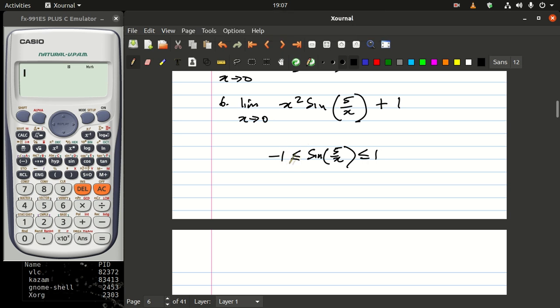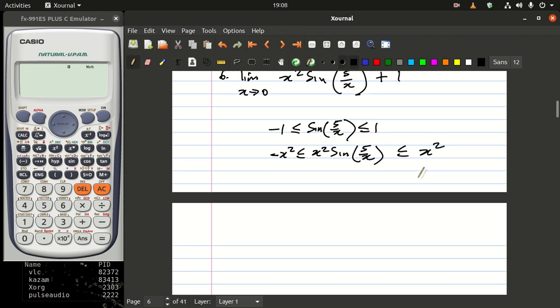And then after that, because this x squared here is always going to be positive, when I'm multiplying throughout, the inequality is not going to change. So I have minus x squared less than or equal to x squared times sine of 5 over x, and less than or equal to x squared. Now I have this 1 here. If I need a 1, I need to add 1 throughout.